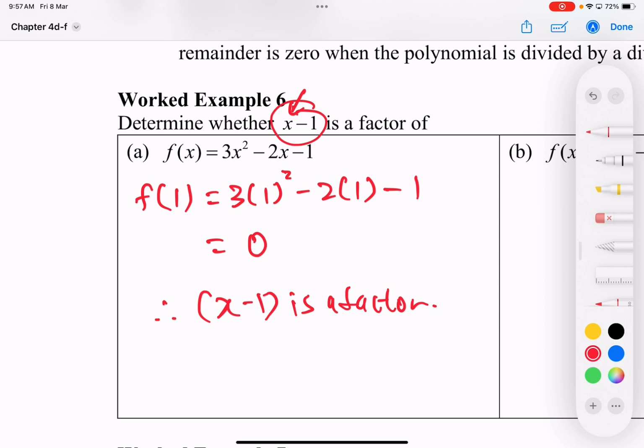Alright? I hope you guys understand this. This is basically what the factor theorem is. You substitute in the number that makes the divisor equal 0. And when you substitute it, if f(x) becomes 0, it means that it is a factor. Why? Because it means that the remainder is 0.